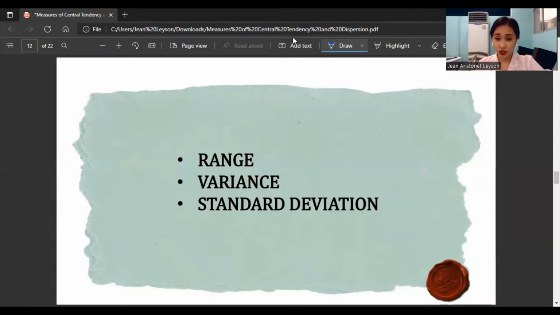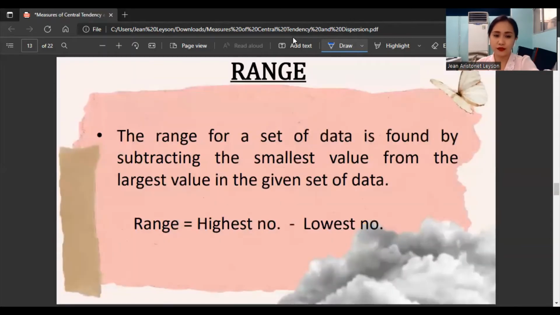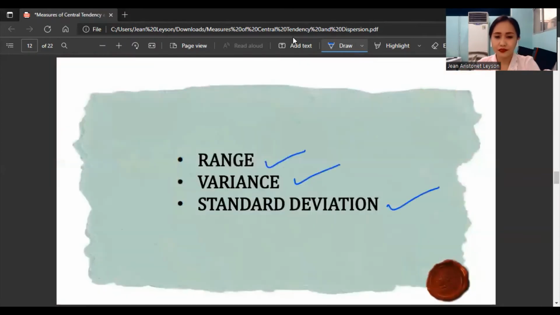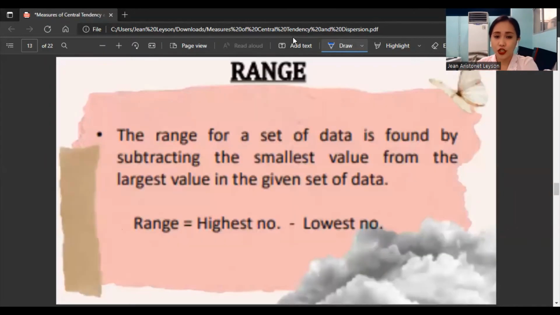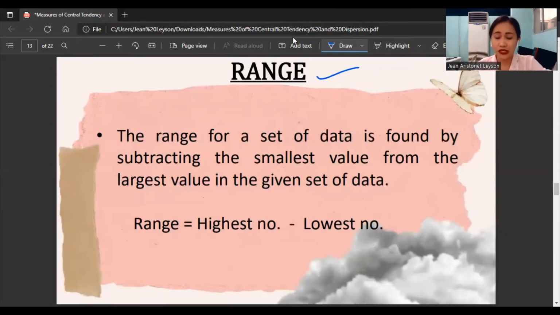So measures of dispersion are the range, the variance, and the standard deviation. Again, it is a measure of how far the scores or the data or the values are from each other. So we have the first one, the range. This is the easiest measure of dispersion. It's easy to solve, easy to find.